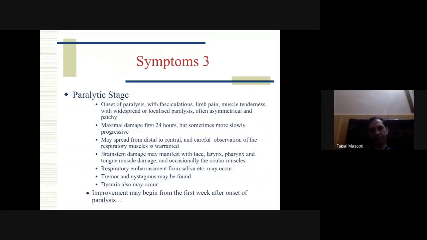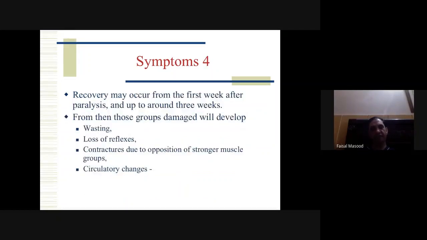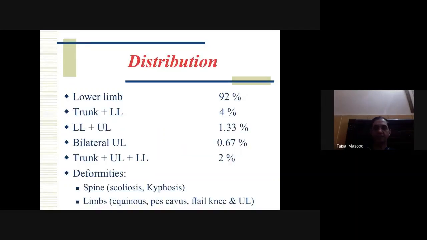While in the paralytic stage, it is asymmetrical paralysis with fasciculation, limb pain, muscle tenderness, and there is transient spasm of the muscle. It may spread from distal to central, so careful observation of respiratory muscles is needed. Brainstem or respiratory muscles may be involved, but rarely. Recovery is generally very early, in the first week, and maximum, but followed by wasting, loss of reflexes, contractures and circulatory changes. The distribution of the paralysis is lower limb.